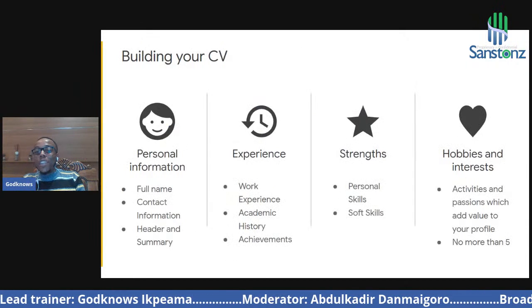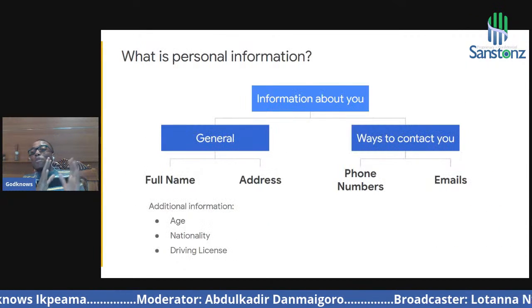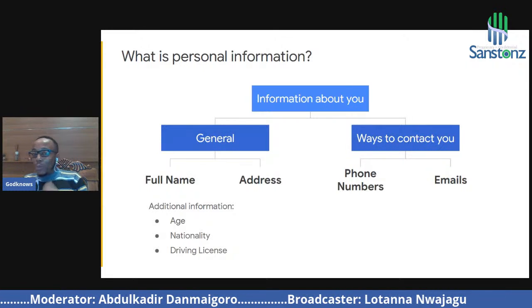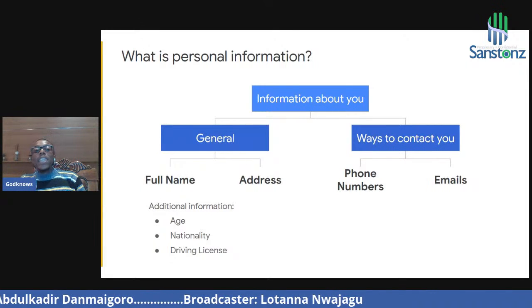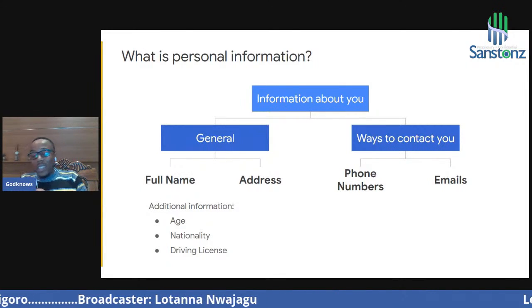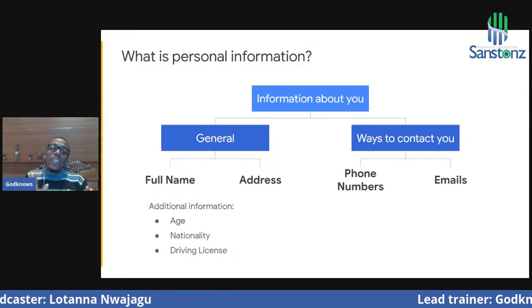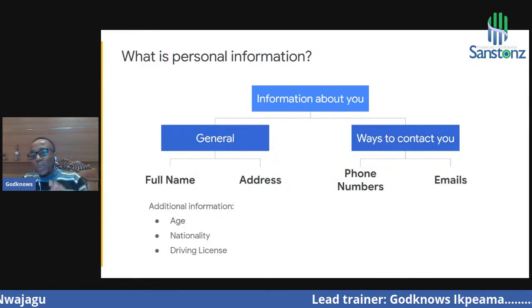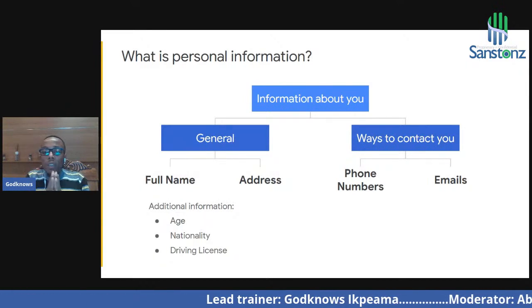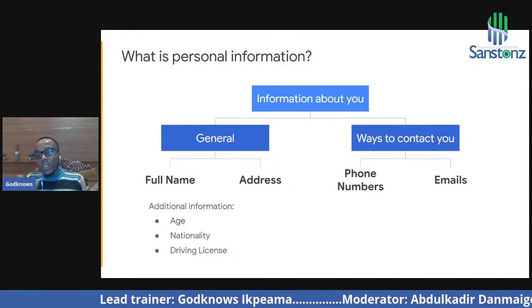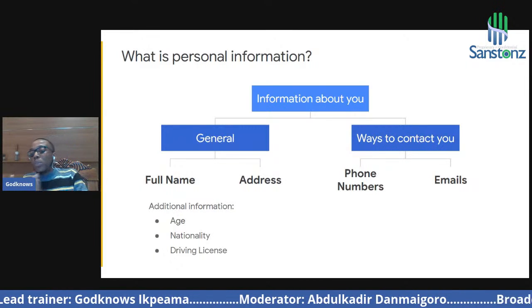That is five. Okay, that's four. So these are the four features a good CV should possess. Now, what is personal information? It's simply defined information about you. Now, personal information has two aspects: there's the general, and ways to connect you.